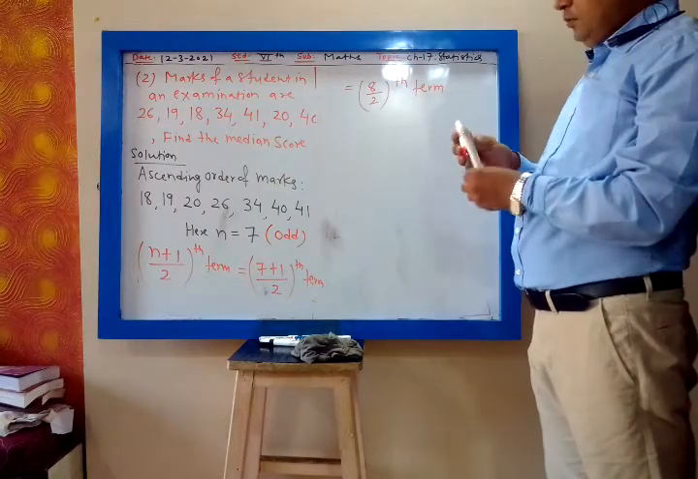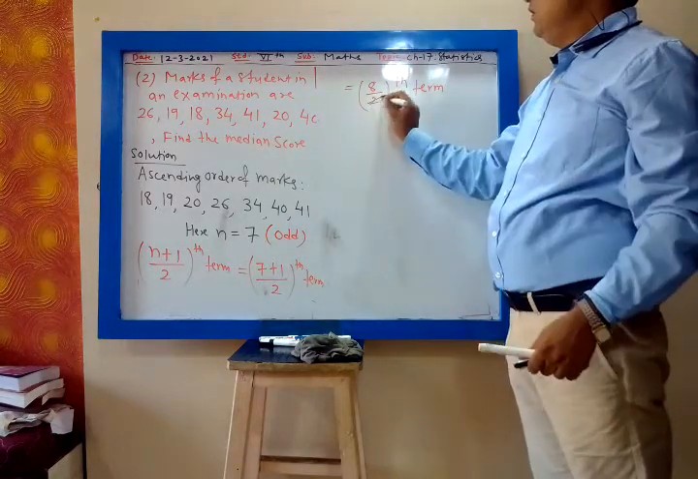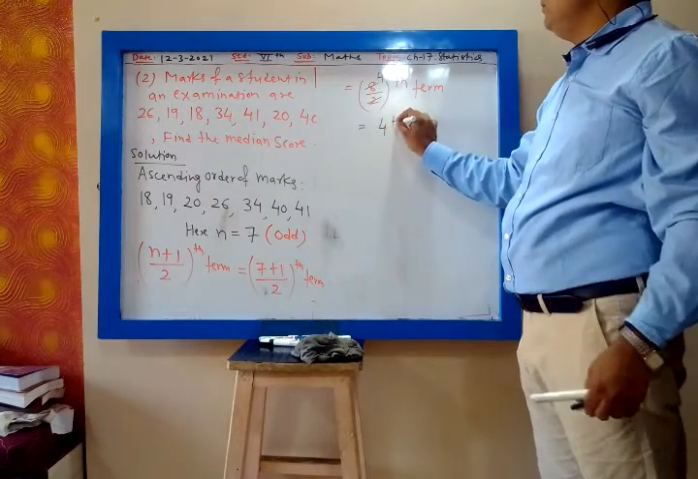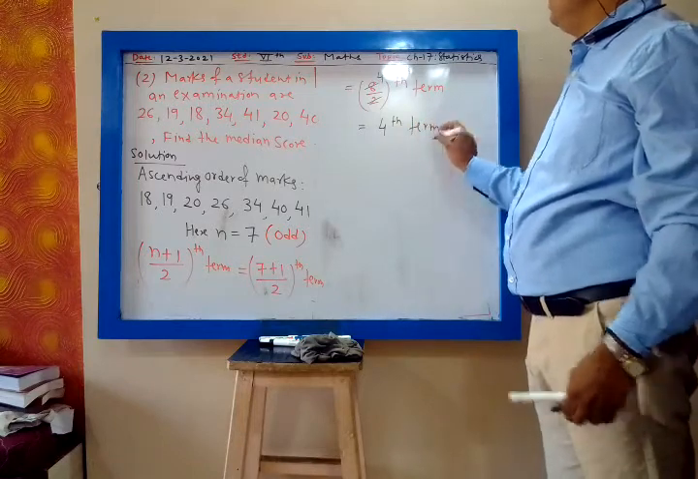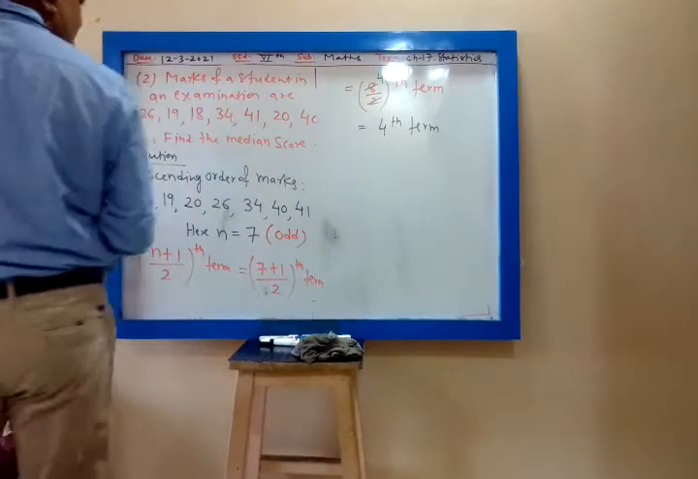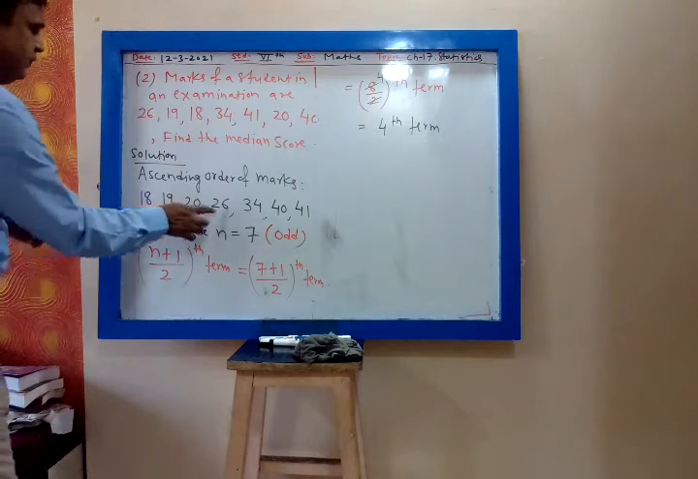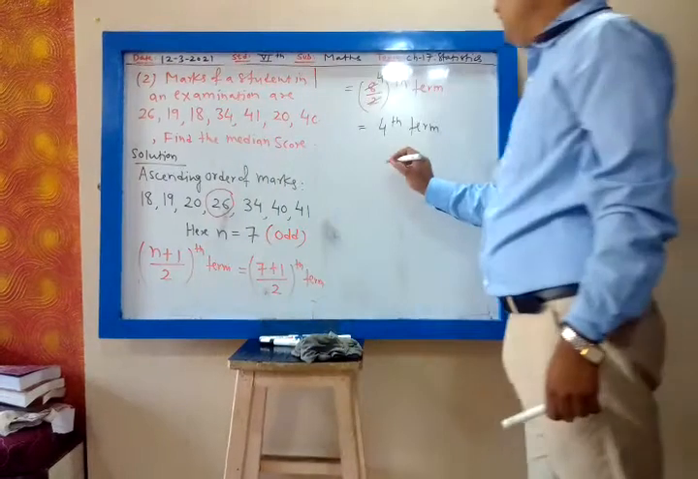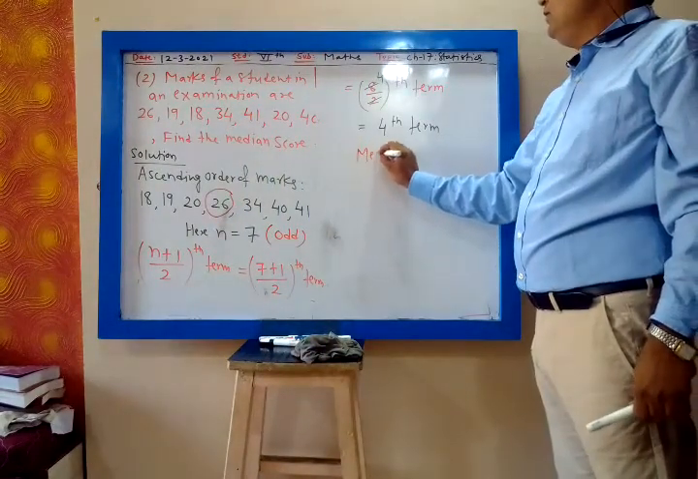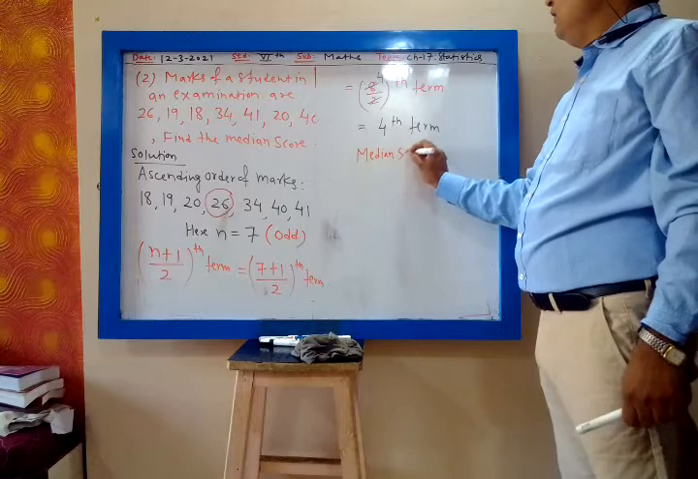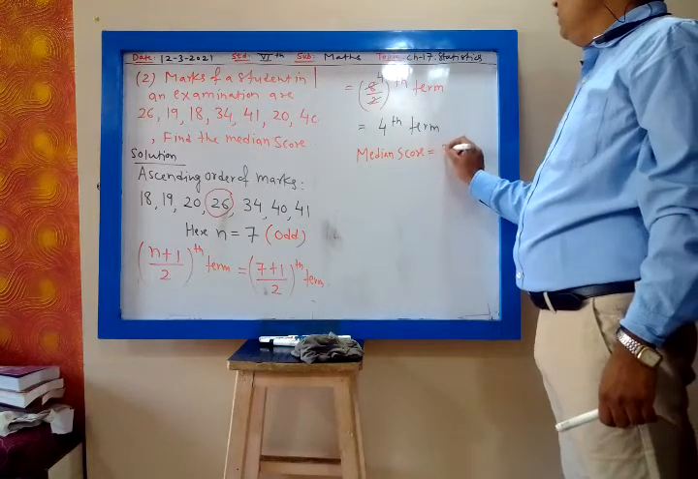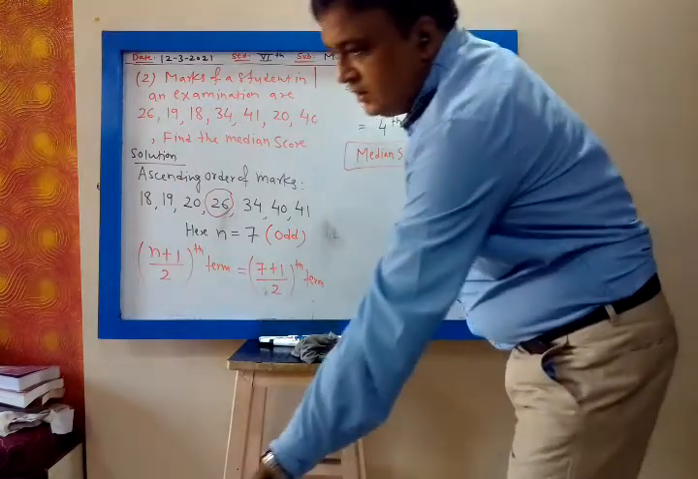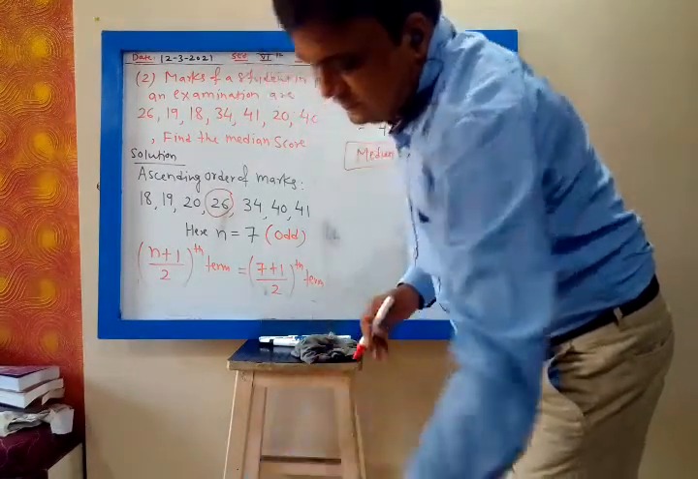What is 8 upon 2? 4. So that is the 4th term. What is the 4th term? Yes, very good. The 4th term is 1, 2, 3, 4. So this is my median. Median score is 26. So this is complete.